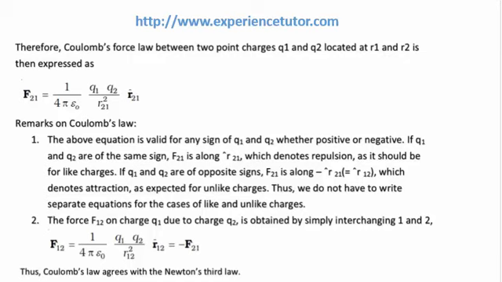The force F12 on charge Q1 due to charge Q2 is obtained by simply interchanging 1 and 2. F12 is equal to 1 by 4 pi epsilon naught Q1 Q2 by r12 square, unit vector r12, which is equal to minus F21. Thus, Coulomb's law agrees with Newton's third law of motion.